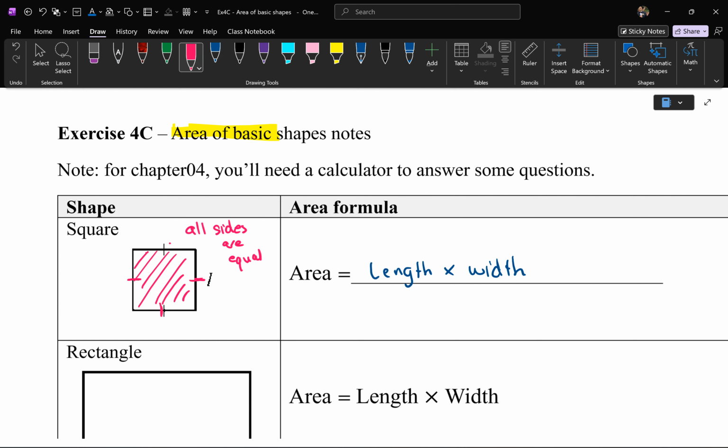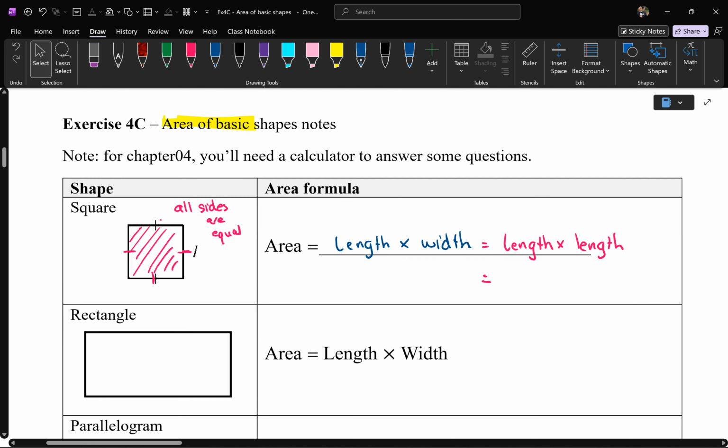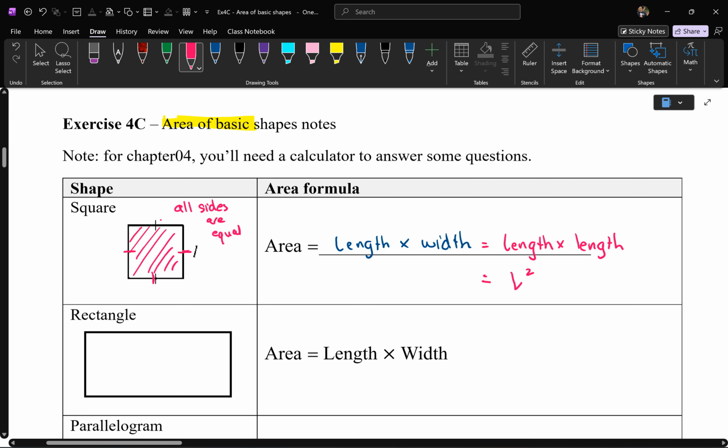But specifically in a square, since all sides are the same, and even though length generally means the longer side, in a square, the longer side and the shorter side are actually the same. So instead of saying length times width, it was the same thing as saying length times length, because it's exactly equal. Okay, so in primary school, they might have said length times length or L times L, which gives you L squared. Very good, write that down. That's why they say L squared.